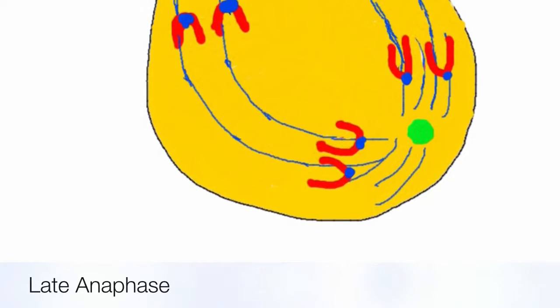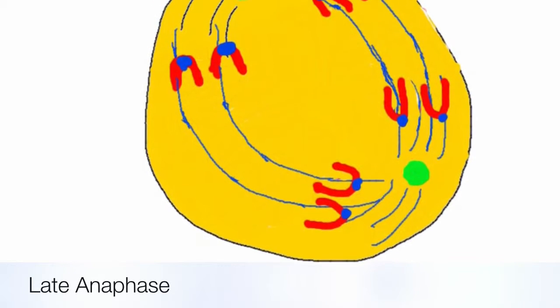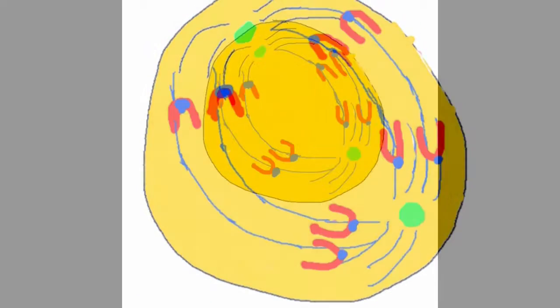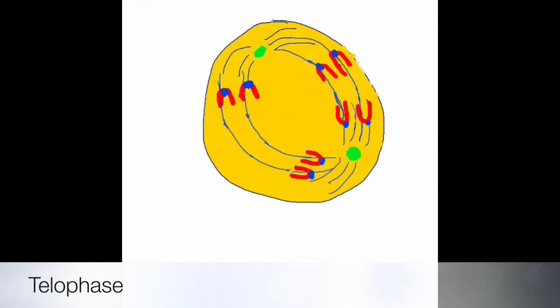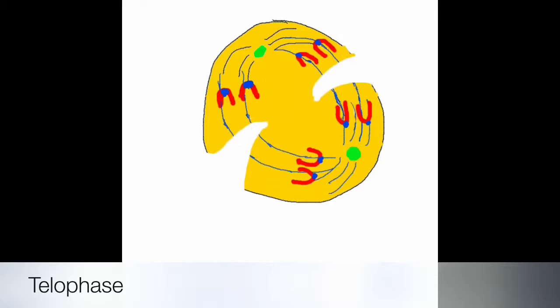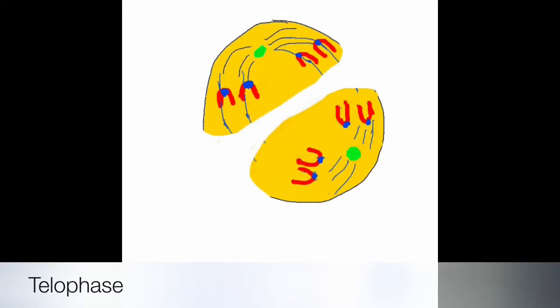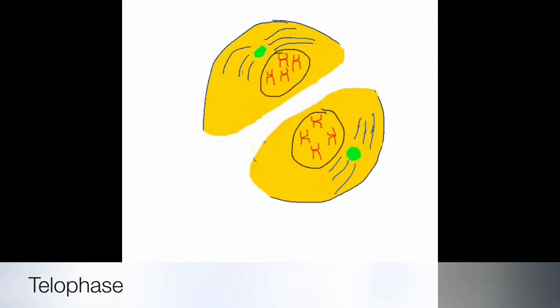In late anaphase, the chromosomes have almost reached their respective poles. The cell membrane begins to pinch at the center. The cell membrane completes the constriction in telophase. Nuclear membranes form around the separated chromosomes. Mitosis is completed.